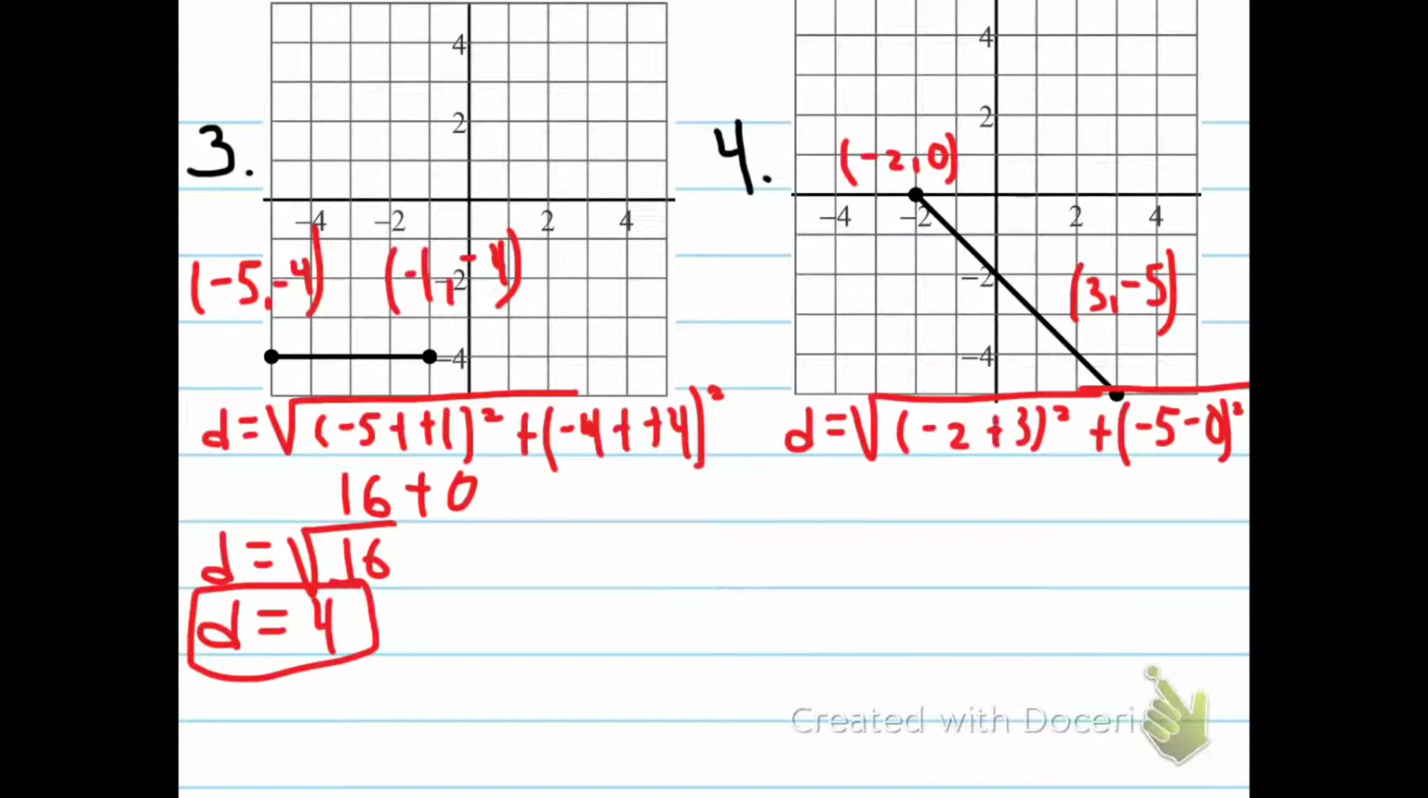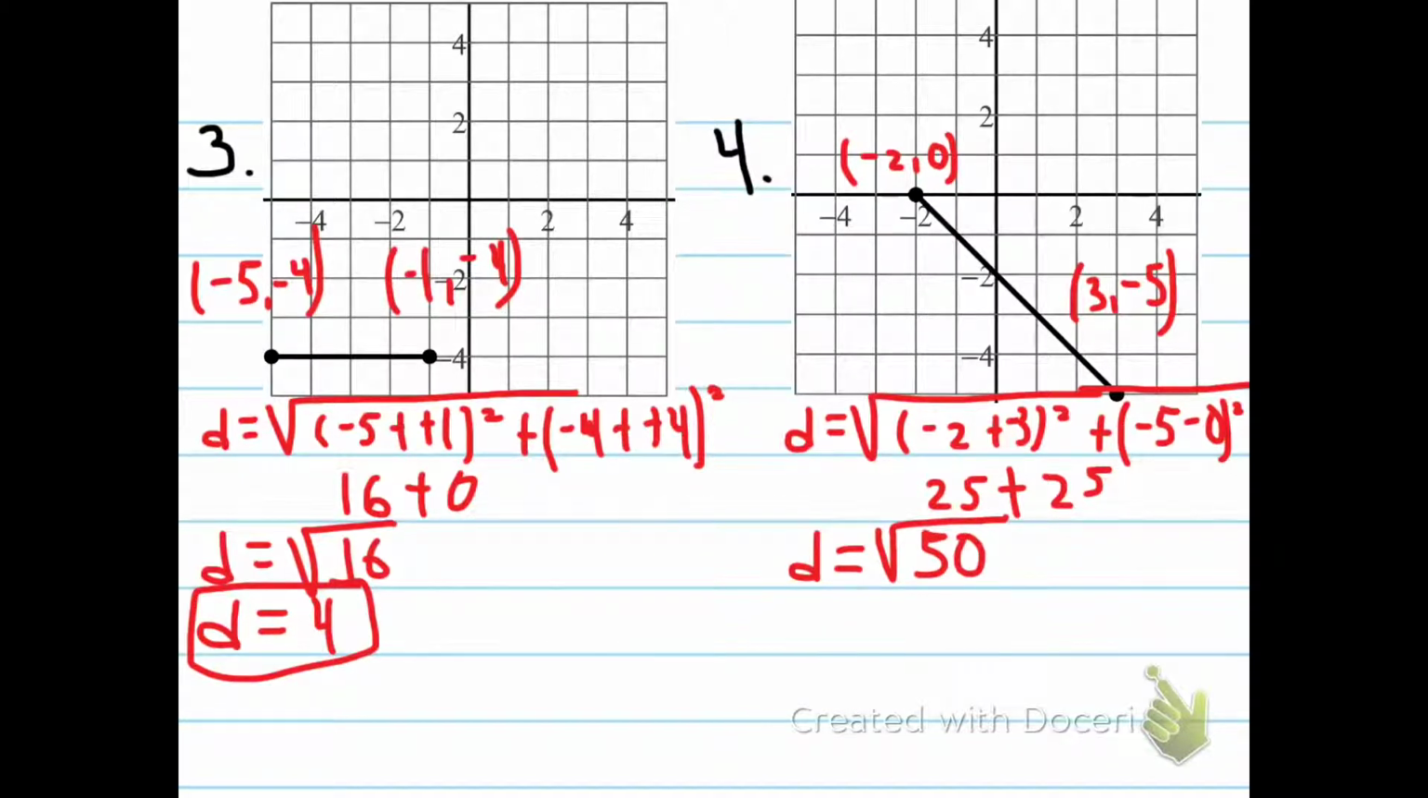So this becomes plus a negative. So negative 2 plus a negative 3 is a negative 5. When you square that, you get 25. Plus negative 5 minus 0 is just negative 5. And then you square that and you get 25. And so our distance equals the square root of 50.